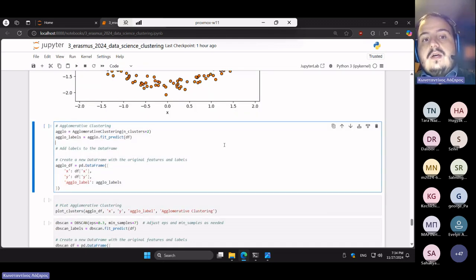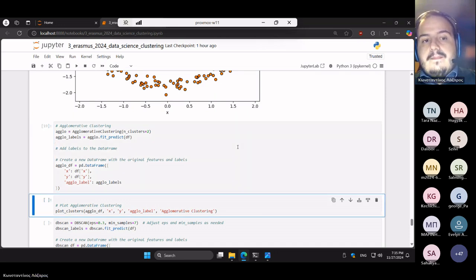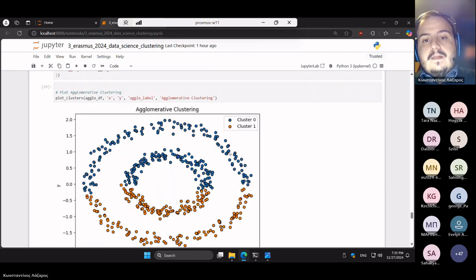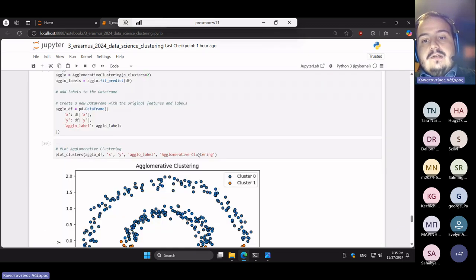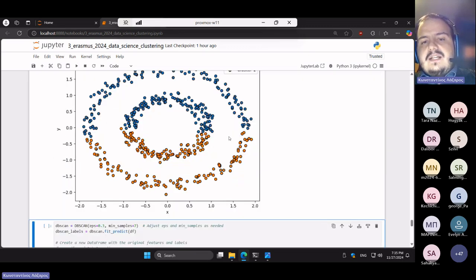So what if we run agglomerative hierarchical clustering for our data, right? If we try to do the same thing, we're going to get pretty much the same kind of result. Some data points here and there might be a bit different in terms of the group that they belong to, but the pattern is pretty much the same, right?